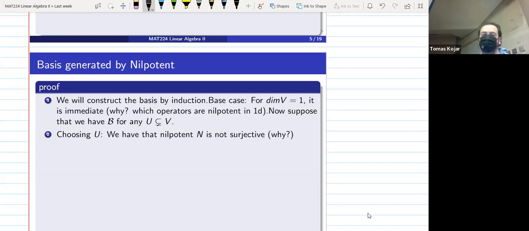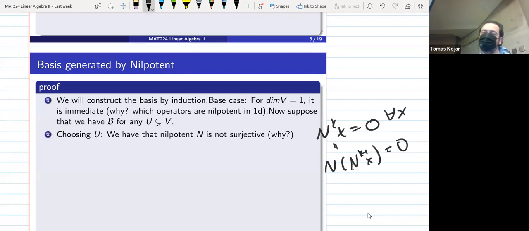All right, let me do it. So you have N to the k of x is 0, right? For some k, for all x. And then what do you want to do? You want to write this as N of N to the k minus 1 of x. And because k is the smallest, this guy is not 0. And so the kernel of N is not empty. Good.